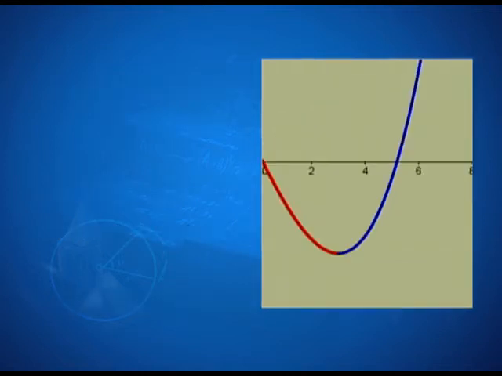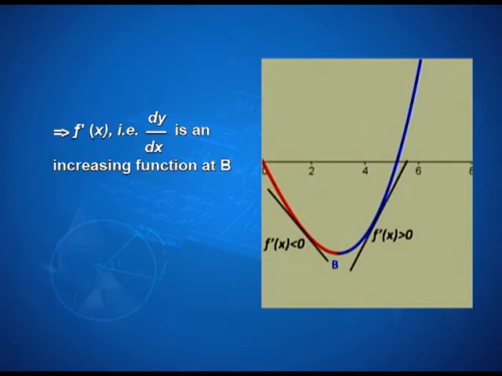At the same time, if I have a point of minima, then what was happening? At B, we saw that the derivative of course is 0, but lesser than that, the derivative is negative as x takes values across B and becomes positive. That indicates that the derivative is an increasing function at B, which also means that the second order derivative must be greater than 0 at B.